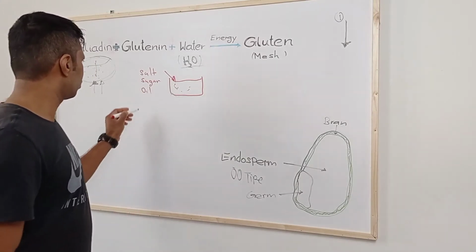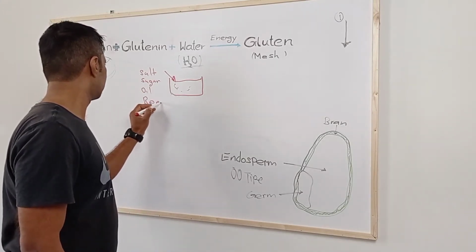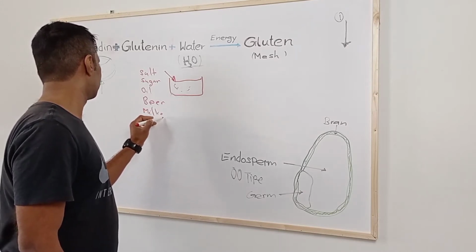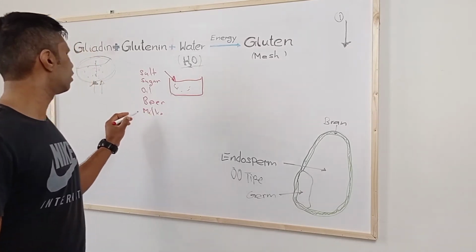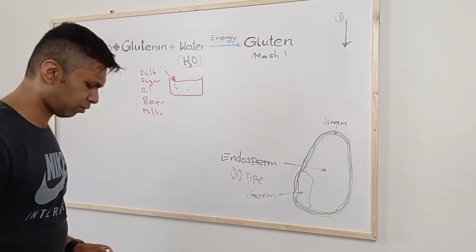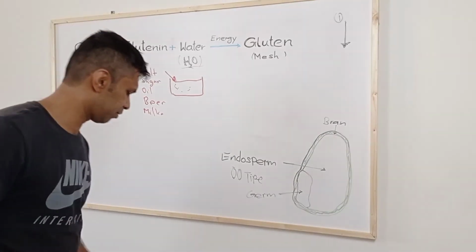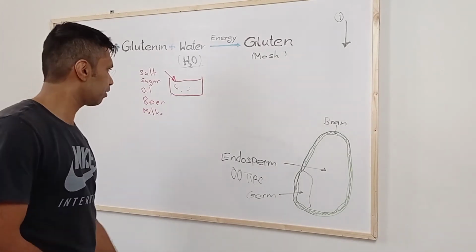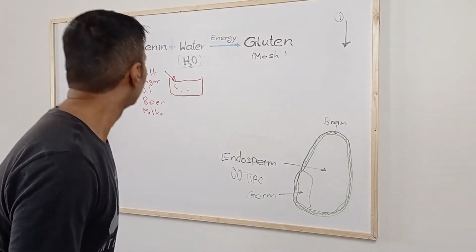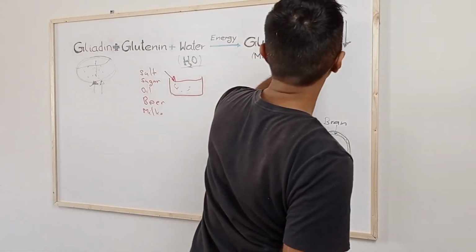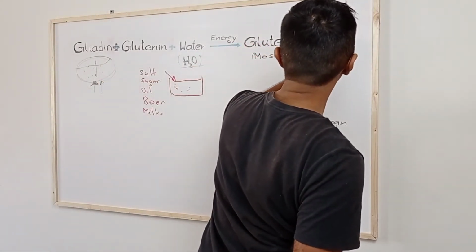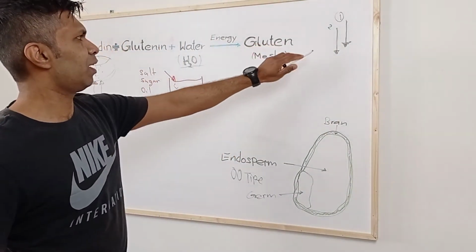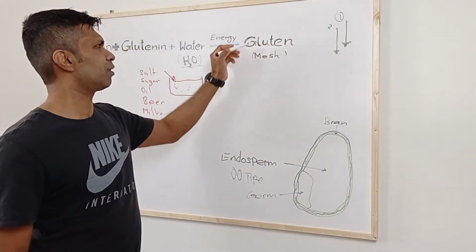and someone also uses beer or milk, and someone also uses yogurt. So that's another parameter to control our gluten formation. I call it parameter 2. Now we already have two parameters to control our gluten formation.